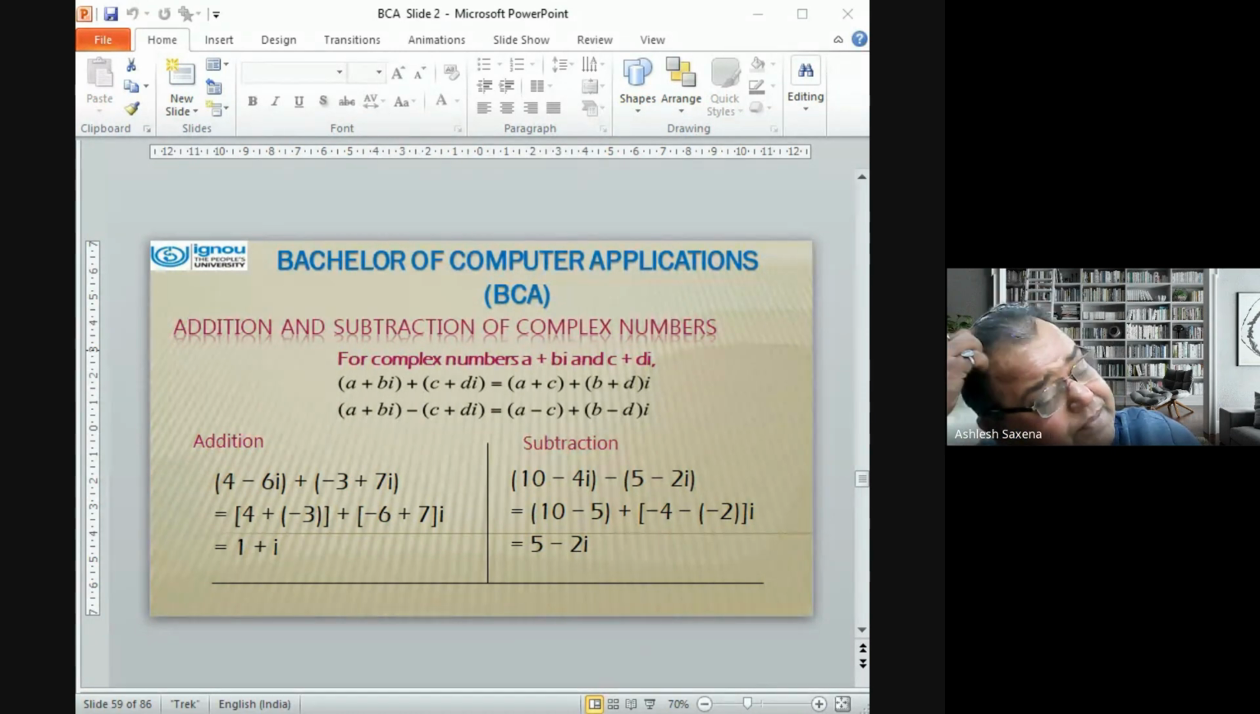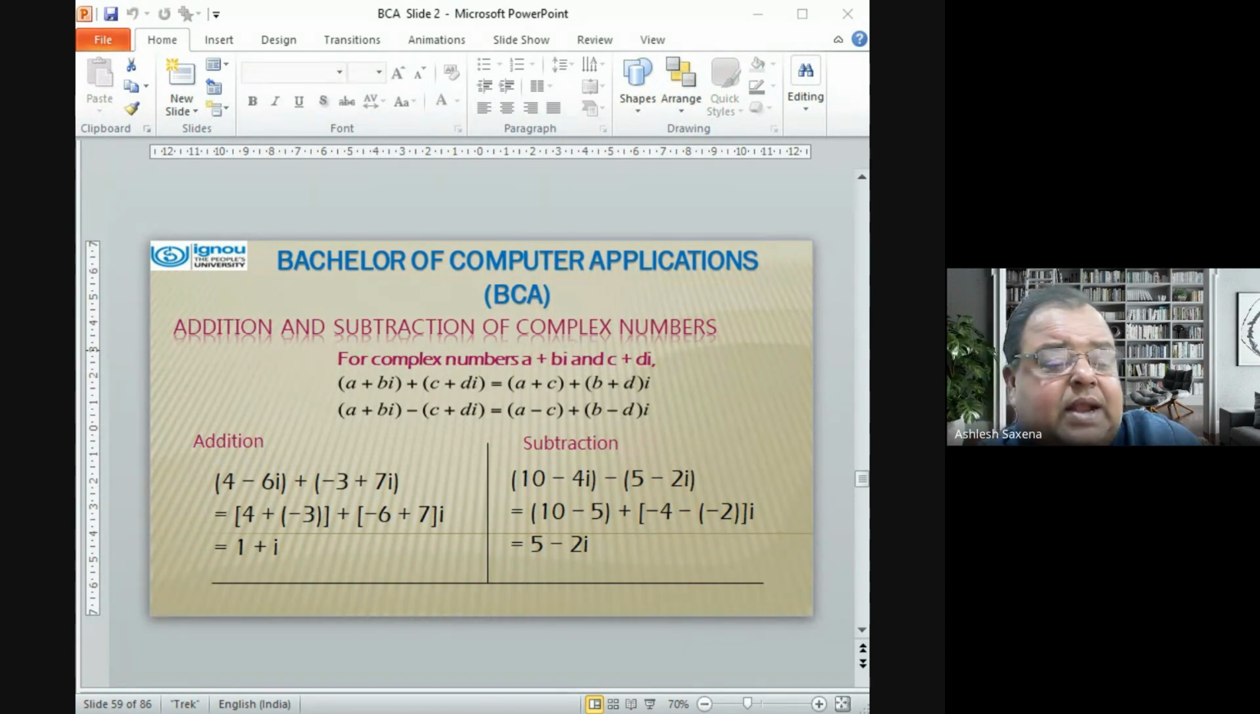And if we talk about subtraction, there are two ways of doing it. One is depicted over here: subtract the real part from the real part. 10 minus 5 is 5. And now we have minus 4, and this minus and this minus will give plus. So you will have minus 4 plus 2, that will be minus 2 iota. Real parts will be added or subtracted with the real part, and imaginary parts will be added or subtracted with the imaginary part.